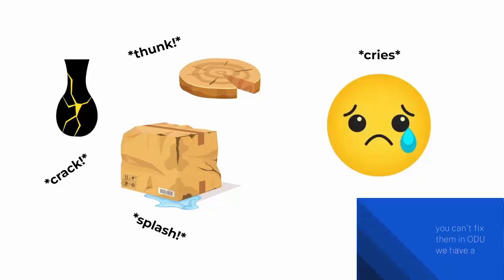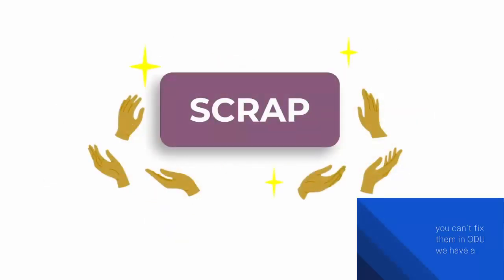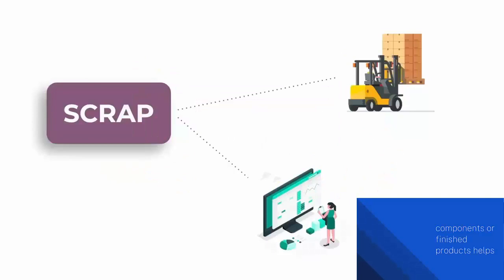A lot of businesses have to deal with the fact that sometimes products break and you can't fix them in Odoo. We have a solution: the scrap button. Now, scrapping components or finished products helps you keep track of your inventory and costs easier than ever before.